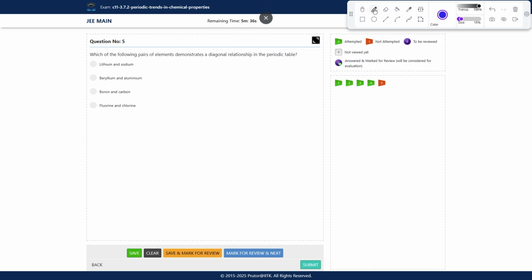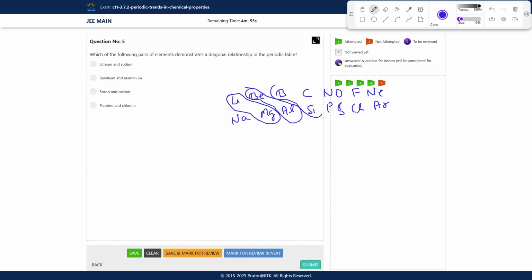Which of the following pairs of elements demonstrates a diagonal relationship in the periodic table? Lithium and sodium, beryllium and aluminium, boron and carbon, fluorine and chlorine. So what will be the correct answer? If you look at the periodic table, lithium, beryllium, boron, carbon, nitrogen, oxygen, fluorine, and then neon. Then here you will write sodium, magnesium, aluminium, then silicon, phosphorus, sulfur, chlorine, argon. Lithium and magnesium have a diagonal relationship, then beryllium and aluminium, boron and silicon, and so on.